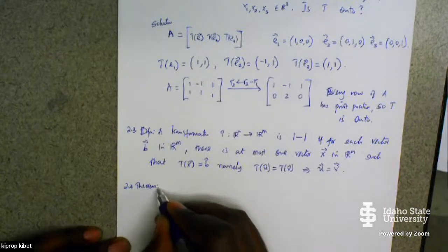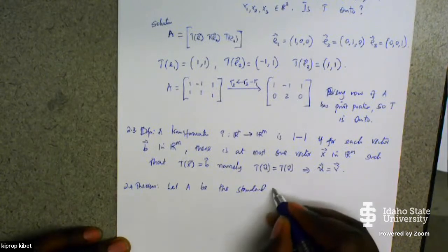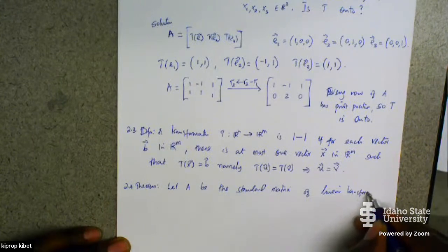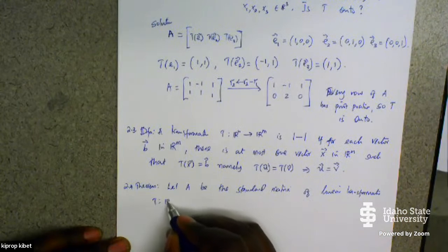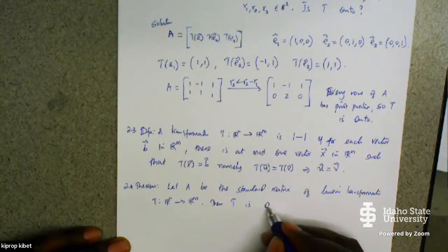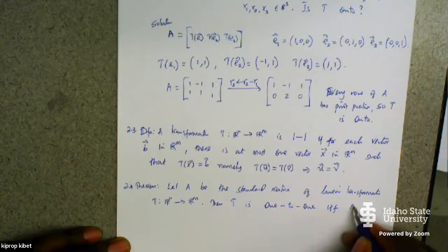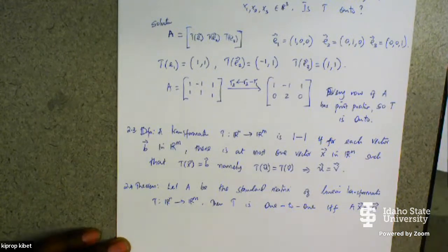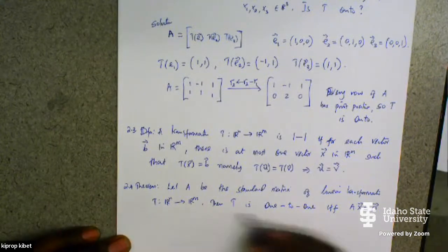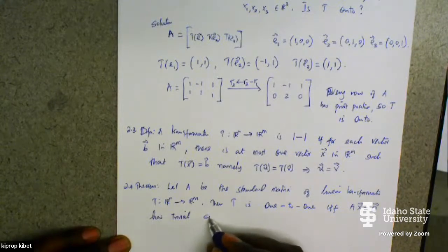If we let A be the standard matrix of the linear transformation T from Rn all the way to Rm, then T is one-to-one if and only if Ax equals the 0 vector has only the trivial solution.